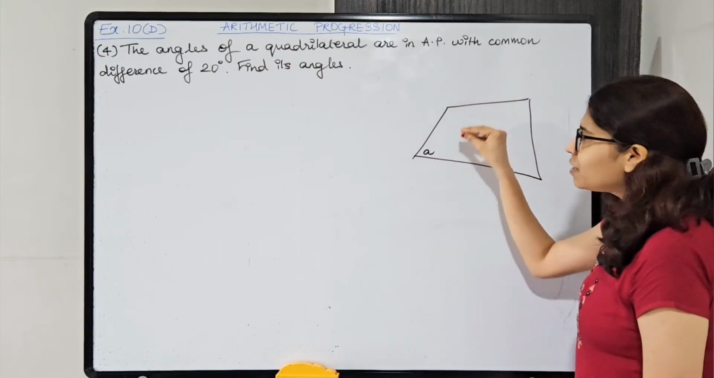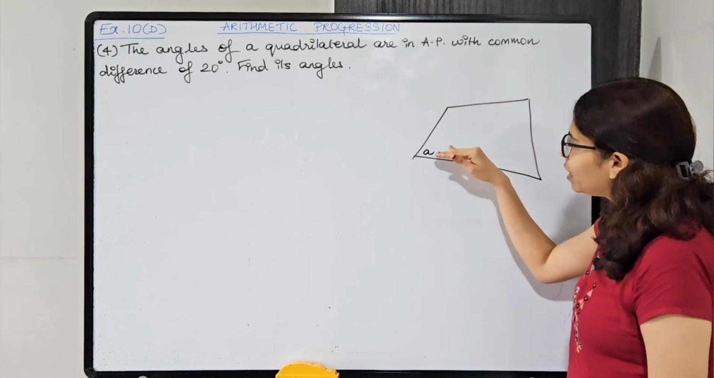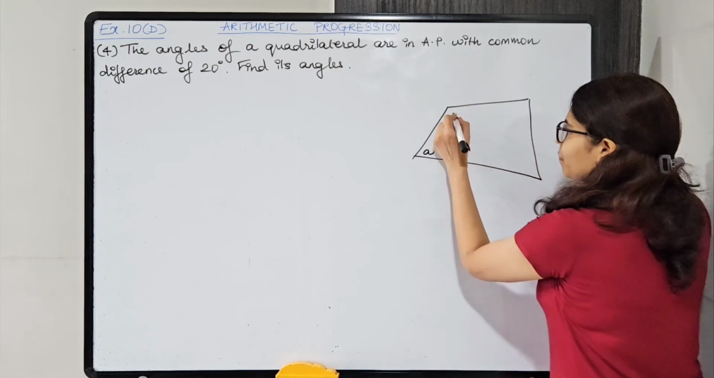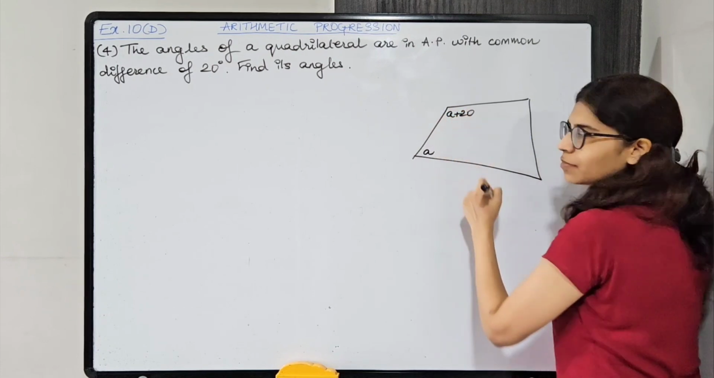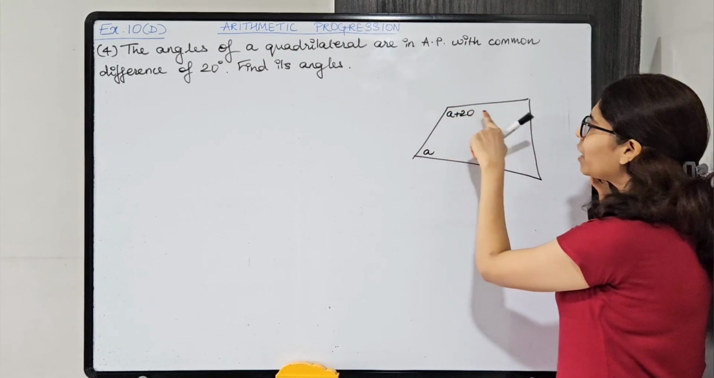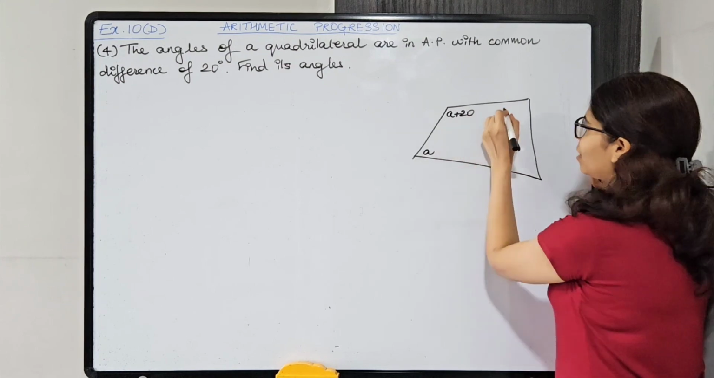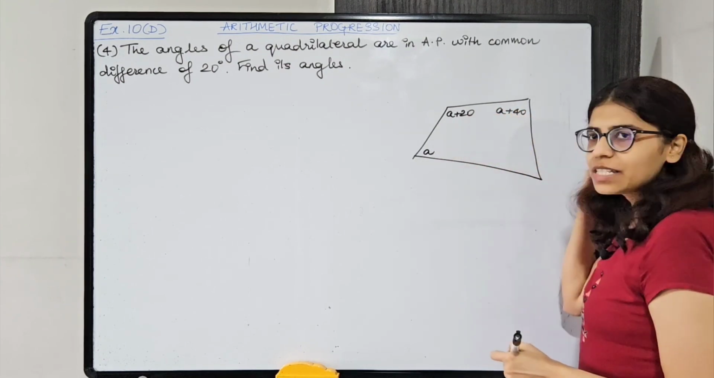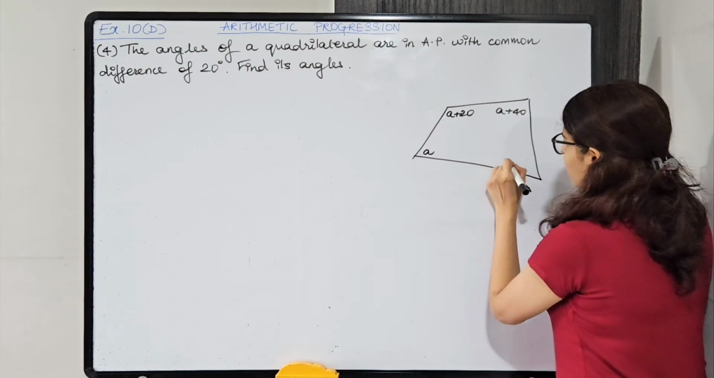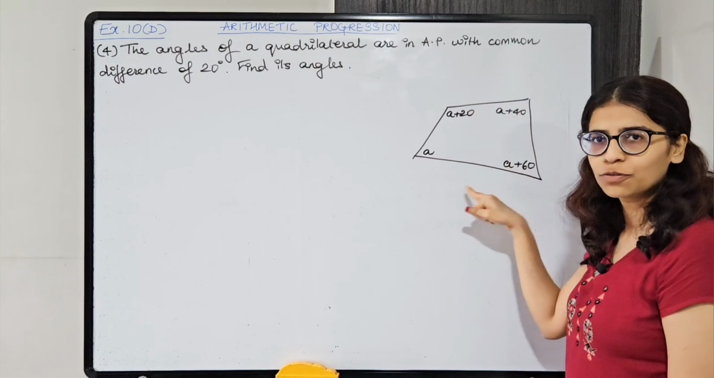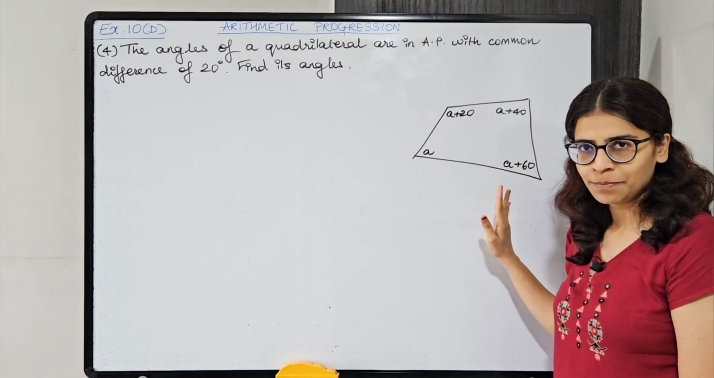So we will add the common difference. For the next angle it will be A plus 20. After this again add 20 for the next angle. So A plus 20 becomes A plus 40. And after this add 20 again. So A plus 60. So these are the 4 angles of the quadrilateral, right?